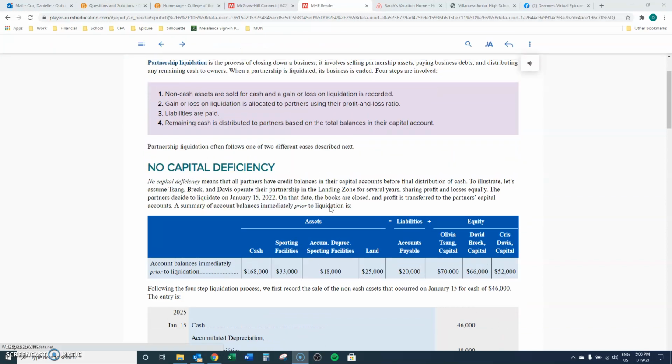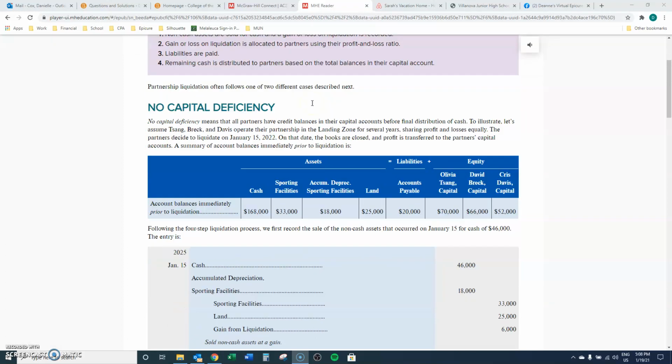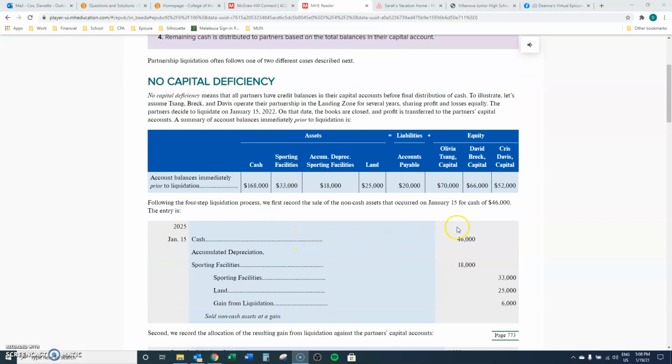Step 1: sell all non-cash assets for cash and record the gain or loss. They sold all of their assets for $46,000. So cash increases $46,000, and their assets are sporting facilities $33,000, accumulated depreciation of $18,000, and land of $25,000. That's what they're selling. So we debit depreciation to zero that out, and we zero out our sporting facilities and our land. With all of this, we end up with a gain from liquidation of $6,000.